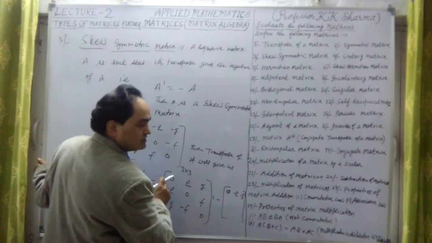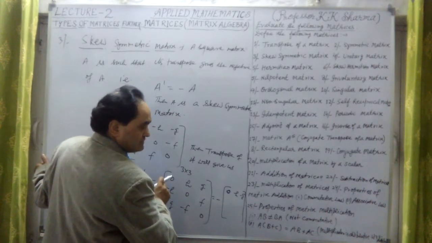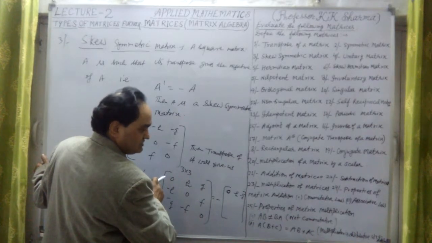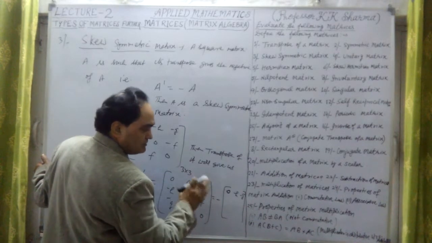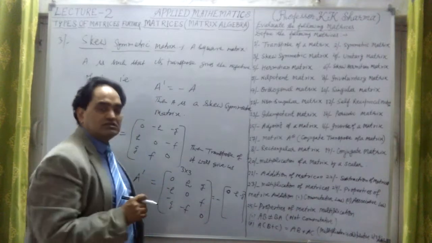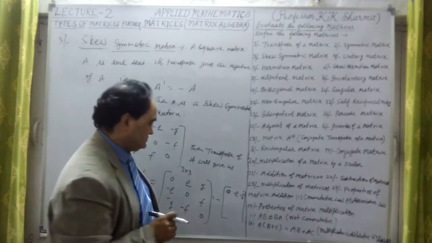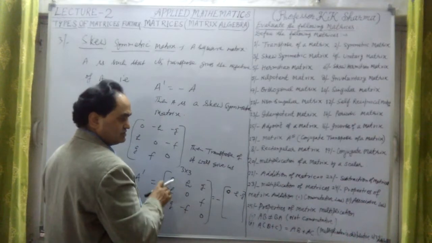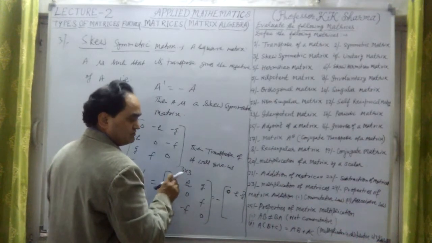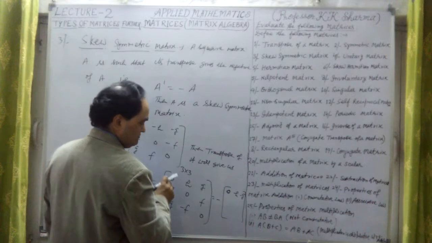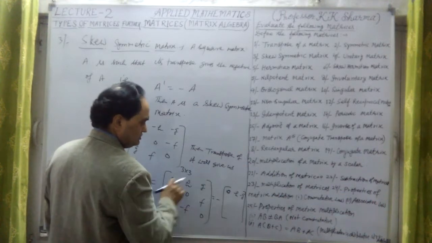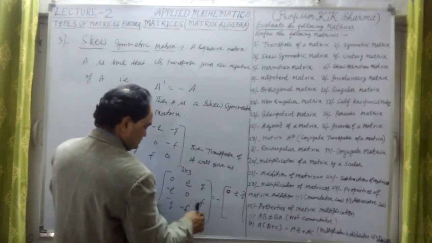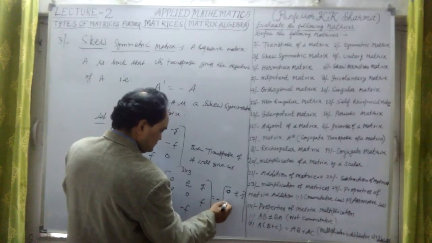So we know that scalar multiplication of a matrix means we have to multiply all the elements of the matrix by a scalar number. This is known as scalar multiplication of a matrix. So here the minus sign is multiplied to each element of the matrix. So this is positive now. So minus H into minus sign.